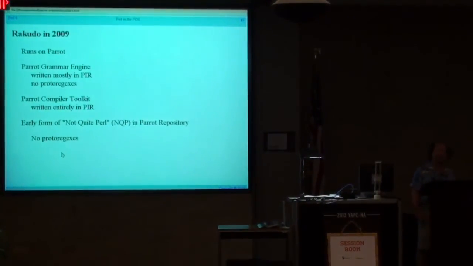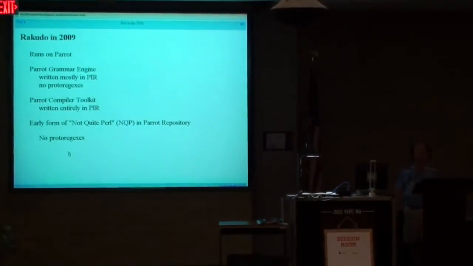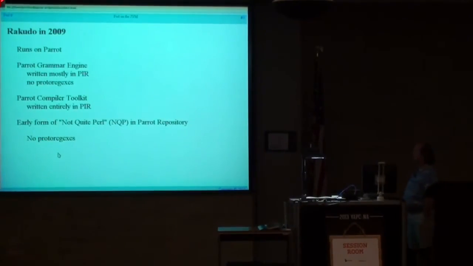Rakudo, as it existed in 2009, would run on the Parrot grammar engine. It's written in PIR, which is the Parrot intermediate representation. We had this thing called the Parrot Compiler Toolkit, an early form of Not Quite Perl, which you've heard a lot about, so I'm not going to give a bigger discussion about it today.